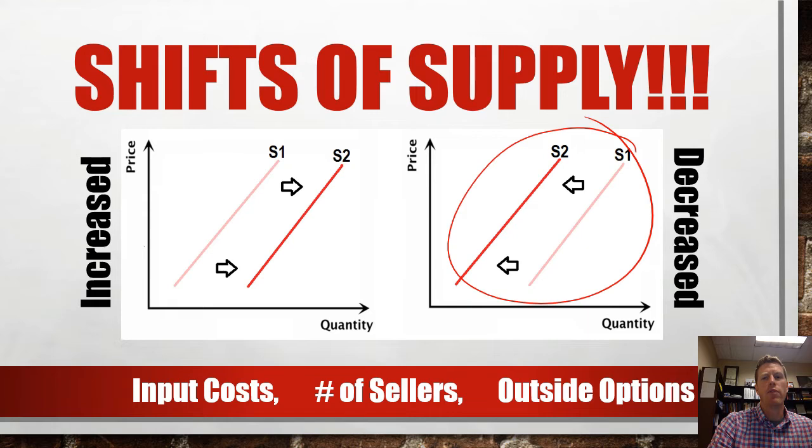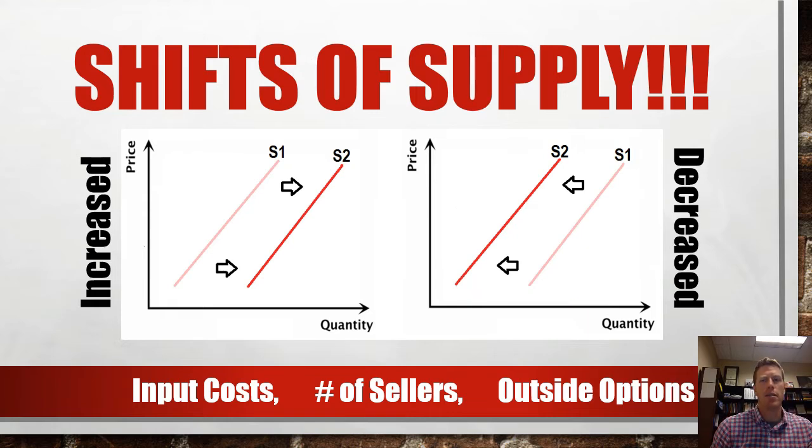And then we have the opposite over here with a decrease in supply. When one of the non-price factors changes, we will get a shift in supply. So when price changes, we move along our supply curve. But when a non-price factor changes, we get a shift of the supply curve, right? So an increase in supply is a shift of the curve to the right, and decrease is a shift of the supply curve to the left.